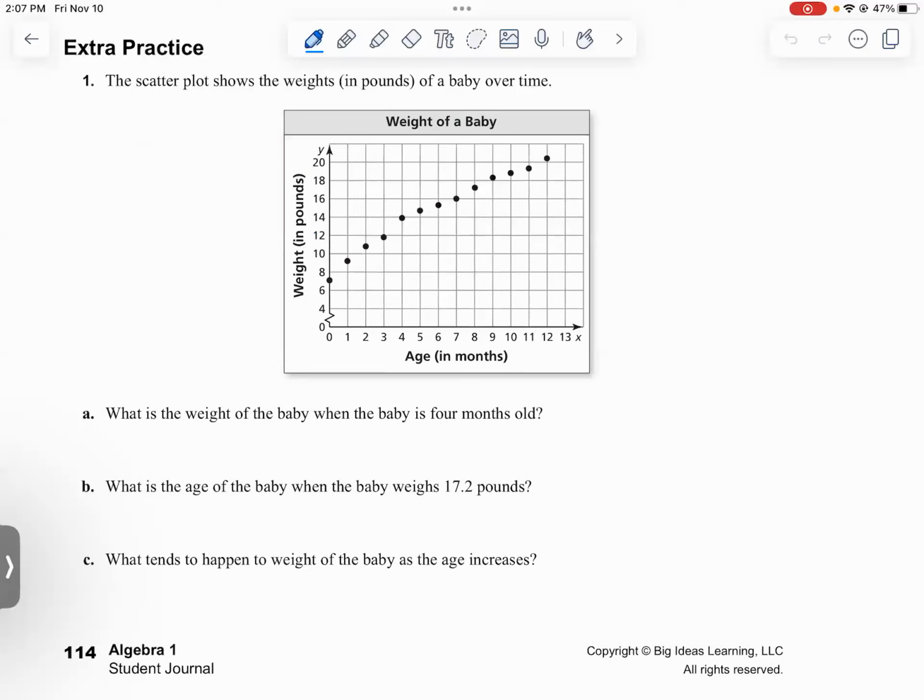Thank you. So, which one depends on the other if you're a baby? Okay, the weight depends on the age. When you're a baby, you are expected to gain weight each month. So your weight is the dependent variable and your age is the independent variable. Our age affects how much we weigh when we're a baby.